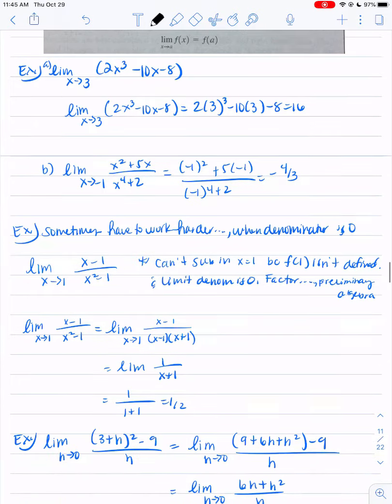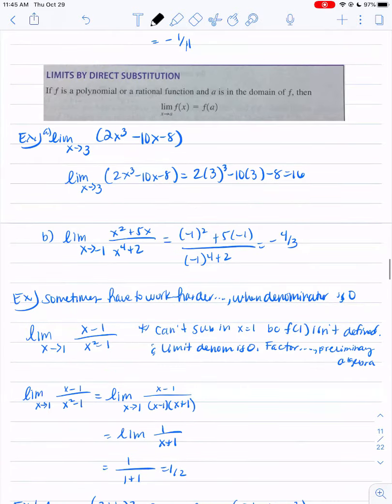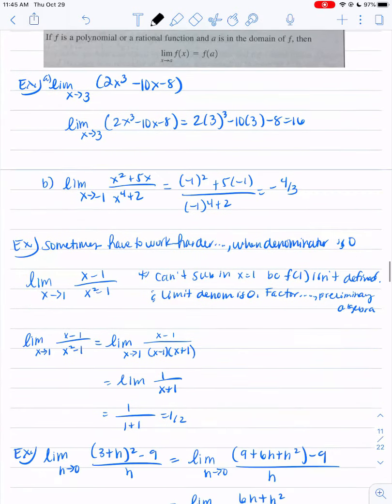So for example, I have the limit as x approaches 3 of 2x cubed minus 10x minus 8. So now I could just go ahead and plug in the 3. So I have 2 times 3 cubed minus 10 times 3 minus 8, and that equals 16. So I could do that because my f of x is a polynomial.